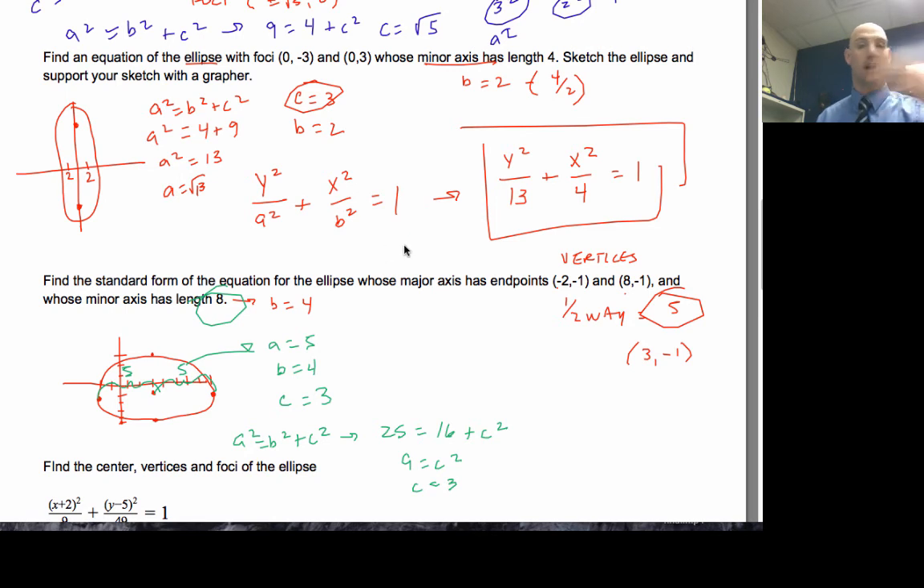What does that do for me? Did I even need that? I probably didn't even need that. But I know where my center is now. My center is at (3, -1). And so, if my a is 5 and my b is 4, and my major axis goes this way, I lead with my biggest number. My a is 5, so this is 25, and it's (x minus 3) squared, plus (y plus 1) squared over, and I need my b value, 16, is equal to 1.